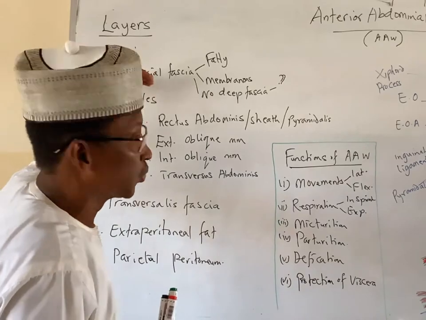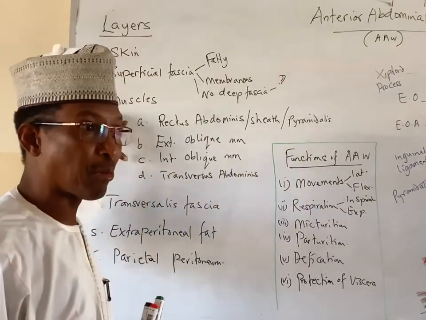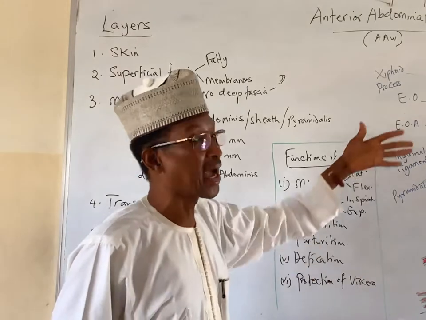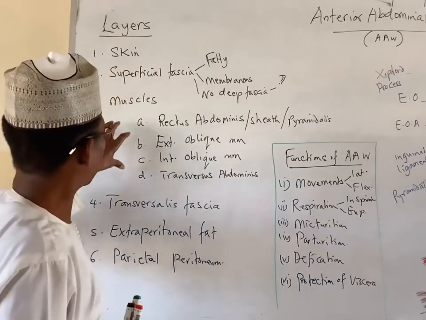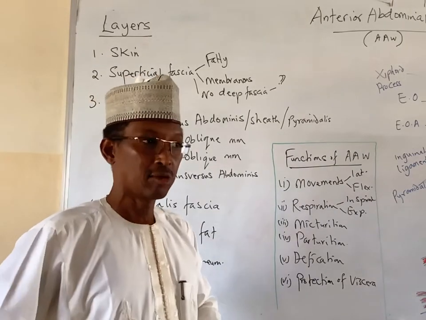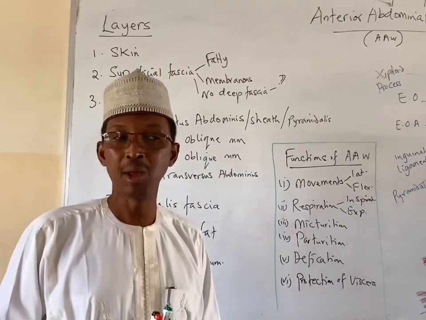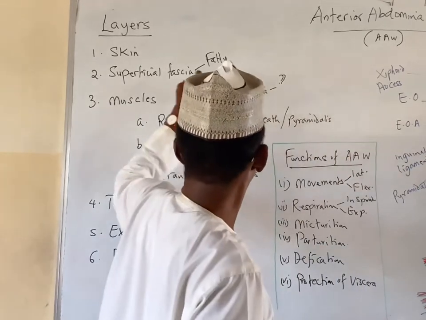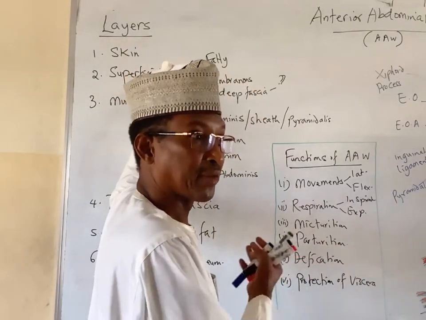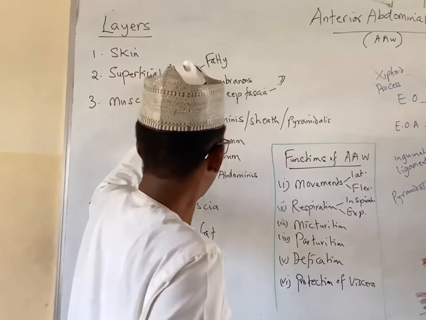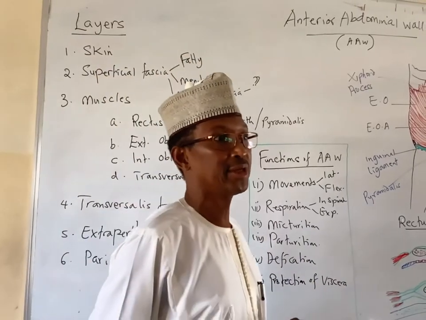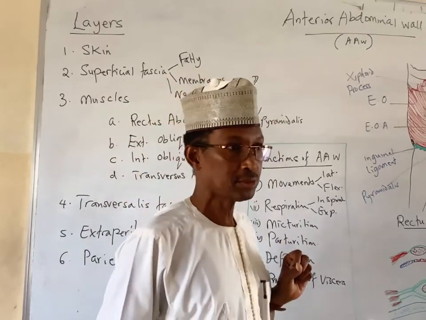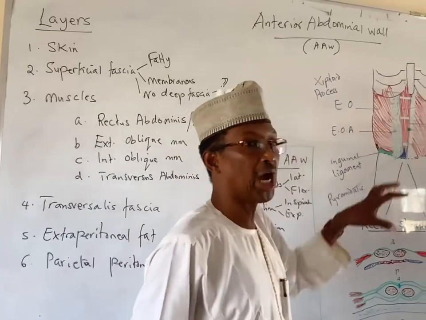So deep to the superficial fascia, you have layers of muscles, and that is what we call the muscular layer of the anterior abdominal wall. And these are the muscles that we are going to discuss from this diagram. We have about five good muscles that combine together to form the anterior abdominal wall muscles. Before you reach this muscular layer, you need to remove the skin. You have to scrape the fatty layer of the superficial fascia, and then you remove the membranous layer before you now reach the muscular layer. Are you clear?